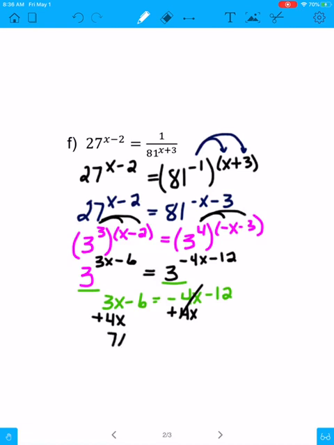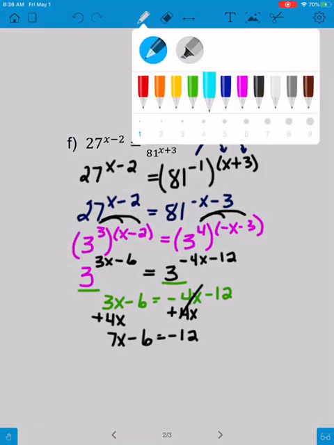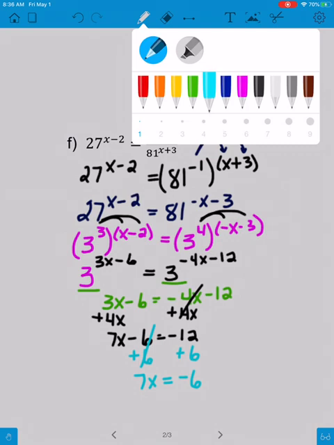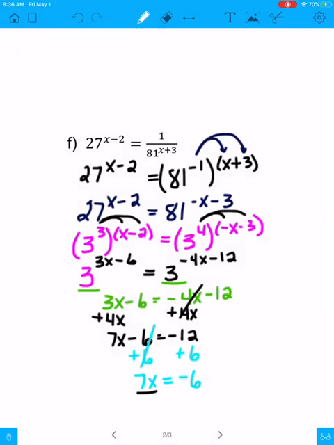I'm going to get 7x minus 6 equals negative 12. Then I'm going to add 6 to both sides, and I get 7x equals negative 6. And then I'm going to divide by 7. X equals negative 6 over 7.